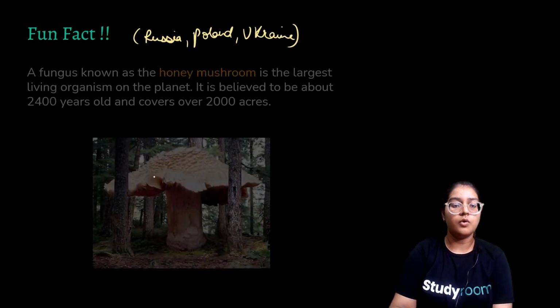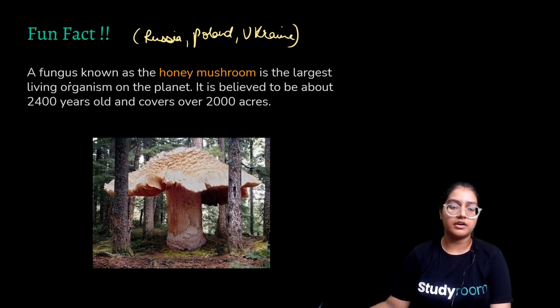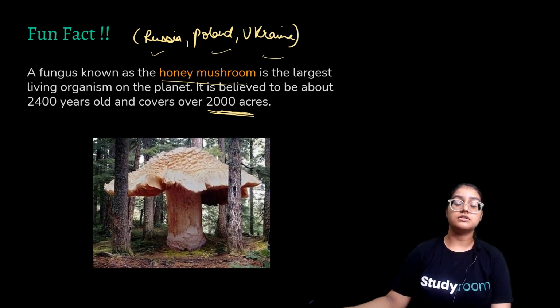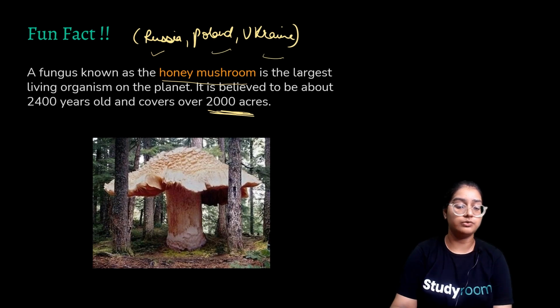So now a very, very interesting fun fact. A fungus known as the honey mushroom is the largest living organism on the planet Earth. It is believed to be about 2400 years old, and it covers 2000 acres. So you can imagine how big this is, and this can be found in Russia, Poland or Ukraine. So if you visit these three countries, please make sure that you visit the honey mushroom as well.